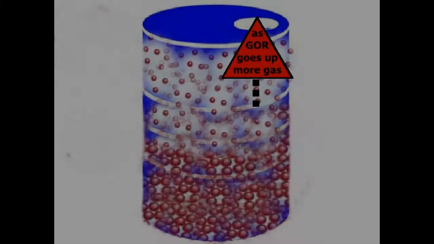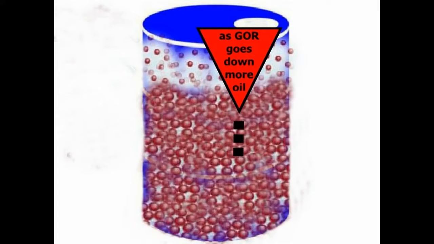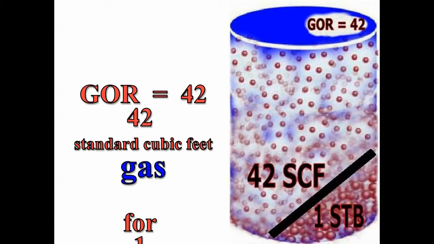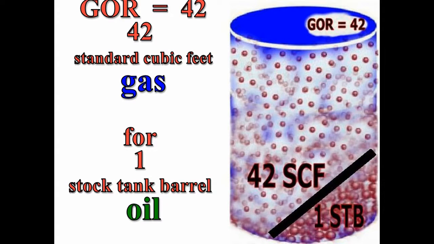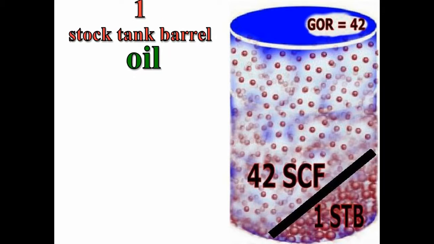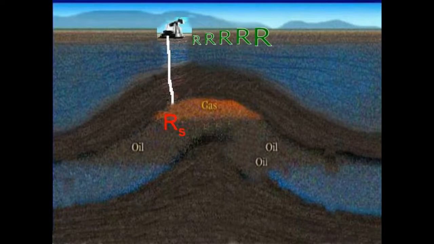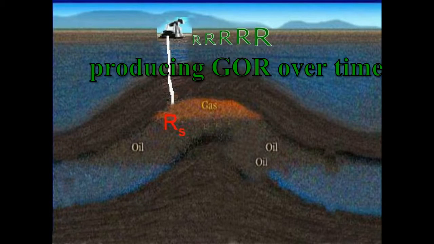As the GOR goes up, there is more gas, and as it goes down, there is more oil. For example, on the first day of production of an oil well, we measured the GOR. It is 42. This means there are 42 standard cubic feet of gas for every stock tank barrel of oil. During production, these ratios are monitored closely. The GOR is represented by the following symbols. RS equals the initial reservoir GOR condition. R equals the producing GOR over time.